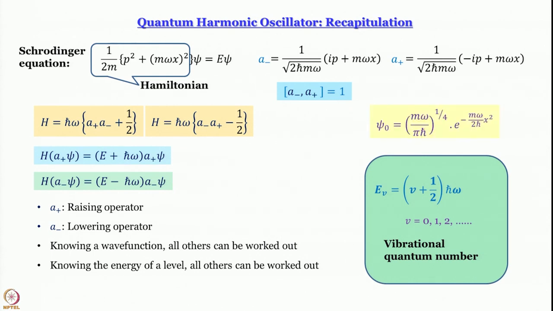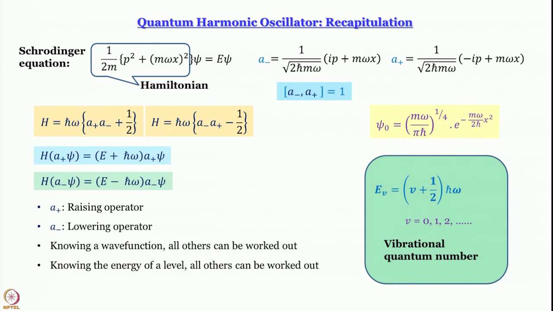And we have also learned that the lowest energy wave function is of this form: (m omega by pi h cross) raised to the power 1 by 4, multiplied by e to the power minus m omega by 2 h cross x square. Do we have to remember this expression? Not really. What we have to remember is that it is a Gaussian function, e to the power minus some constant into x square. If you remember that, that is enough.